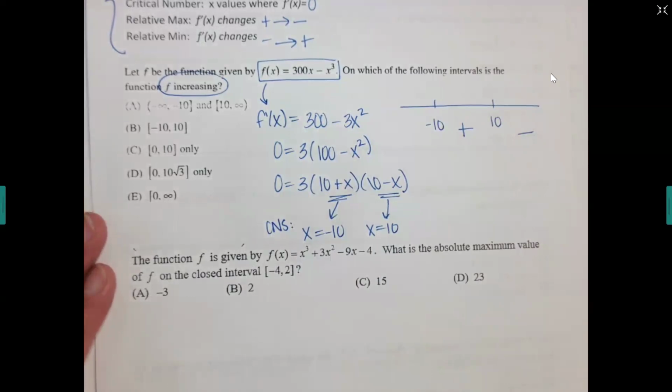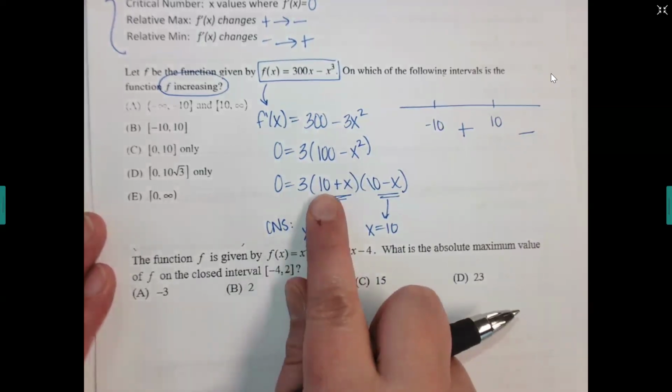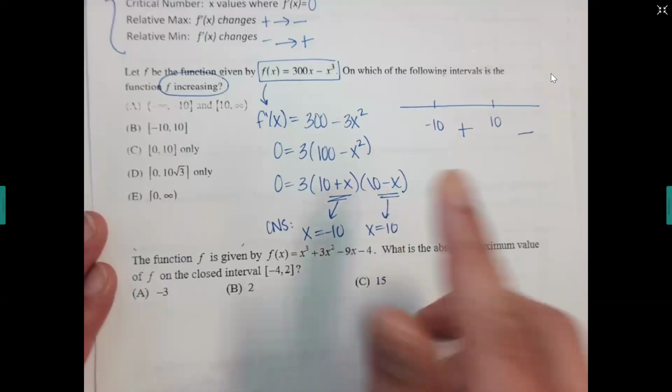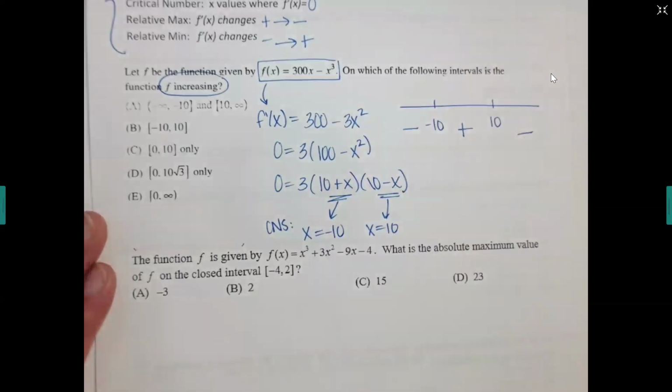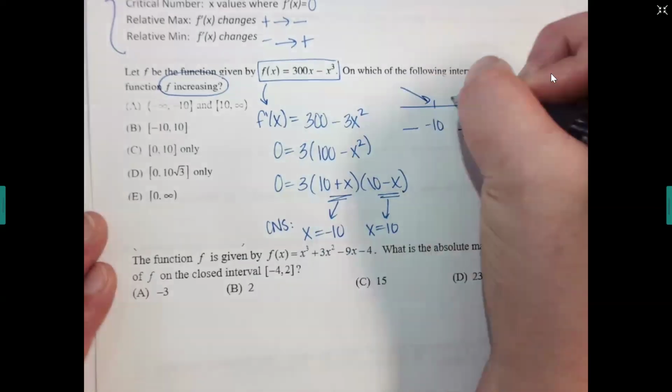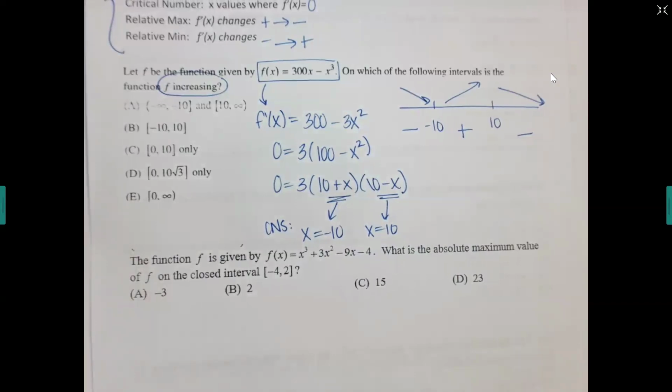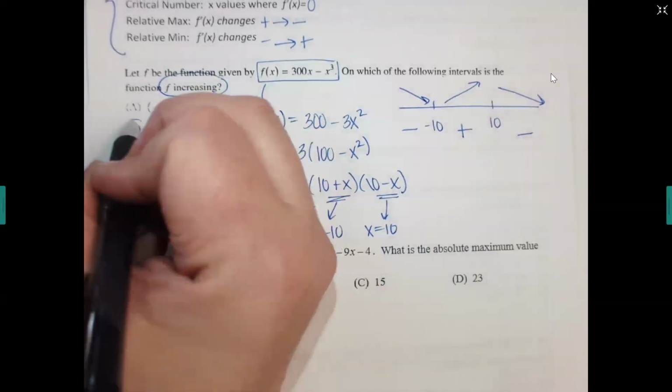And then on the far left, less than -10, let's say we pick -12. 10 plus -12 is negative. What about 10 minus -12? Positive, and a negative times a positive makes a negative. So that means my graph goes downhill, uphill, downhill. Okay, remember, the first derivative test tells you increasing, decreasing, and then your mins and maxes. So where is f increasing? It'd be -10 to 10, answer choice B.